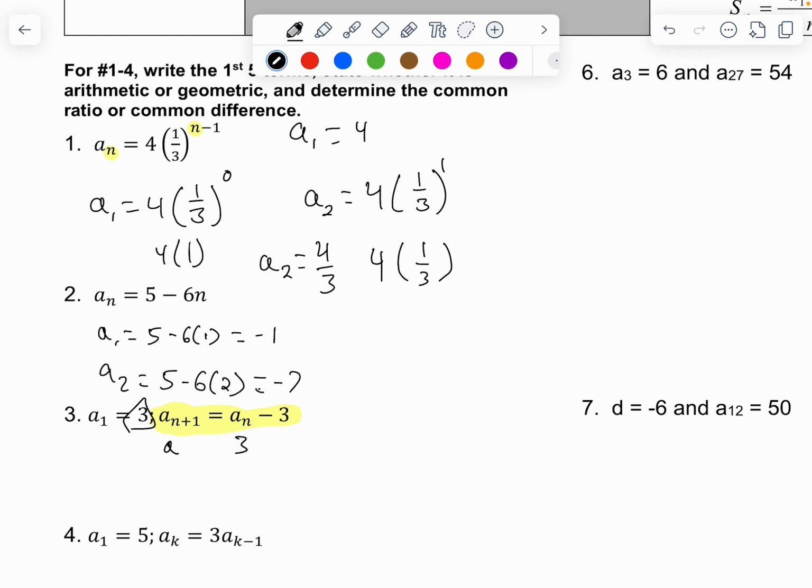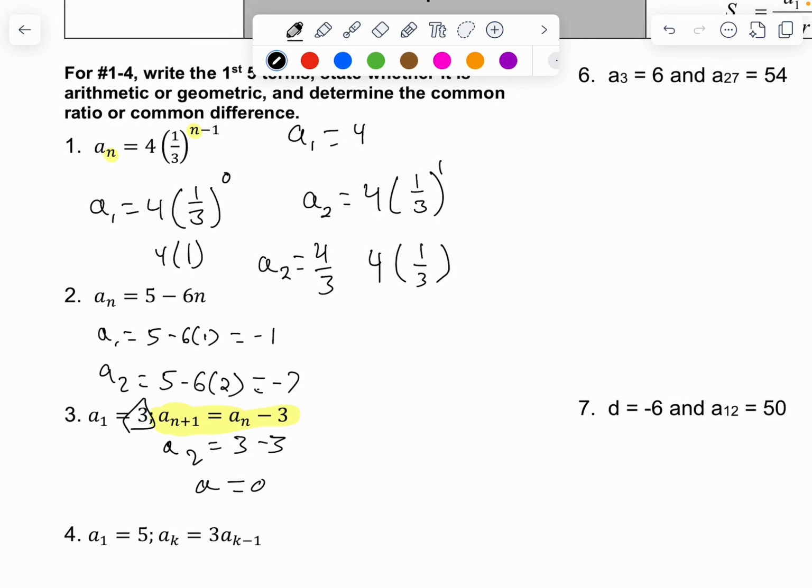So to find a of 1 plus 1, which is a of 2, our second term, we're going to plug in the value of our first term and then subtract 3 from that. So my second term is 3 minus 3, which is 0. And then I would use this 0 in the next term to figure out.